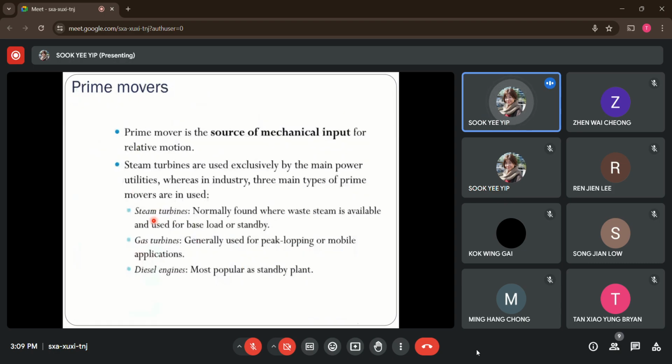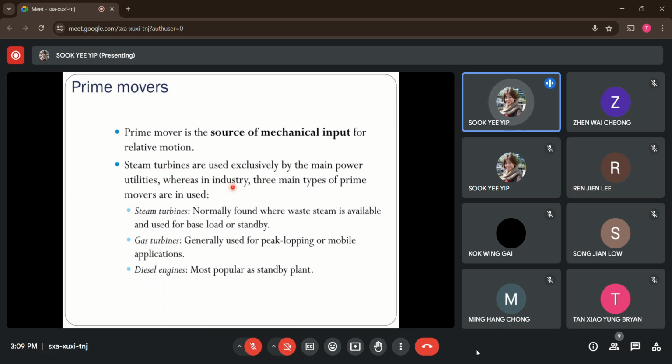All right, so now let's talk about one of the systems that has been connected to the generators, which is the prime mover, the one that gives us the motions. Let's check out the first bullet point in this slide. The prime mover acts as a source that gives the mechanical input for the relative motion of the generators. Now, depending on the application of the power plant, steam turbines are exclusively used by the main power utility. So in the main power plant, the motion is coming from the steam turbine.